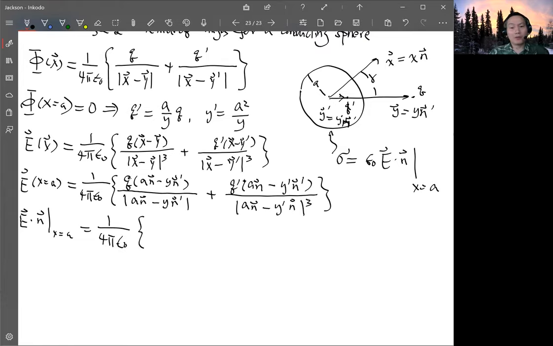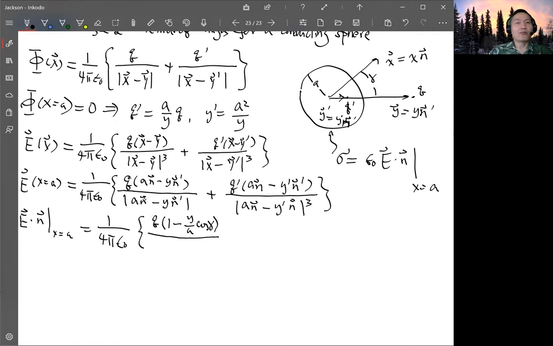So again, we can take out the A from these two factors. So that means you have Q, because once you get rid of A in this factor, n dot n is just one, and then minus y over a, n dot n pi is cosine gamma.